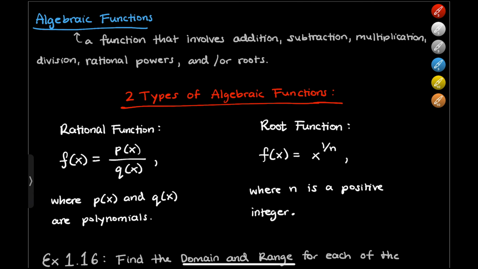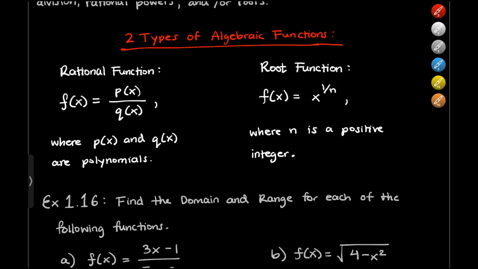Now let's look at algebraic functions. So an algebraic function is a function that involves addition, subtraction, multiplication, division, rational powers, and/or roots. So there's two types of algebraic functions, and first we have rational functions, in the form of f of x is equal to p of x over q of x, where p of x and q of x are both polynomial functions. And then we have root functions, in the form of f of x is equal to x to the power of 1 over n, where n is a positive integer.